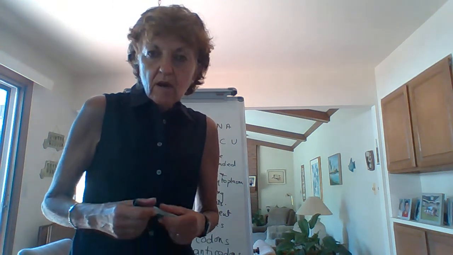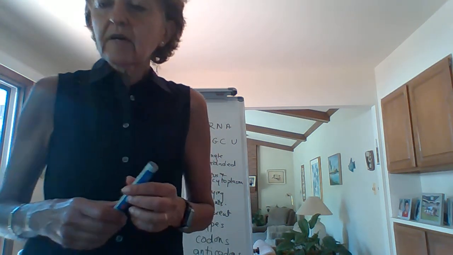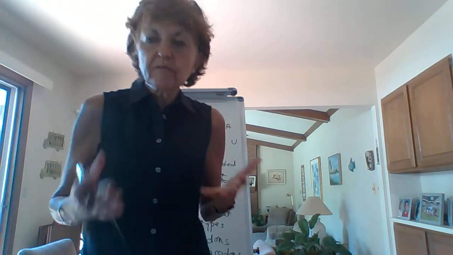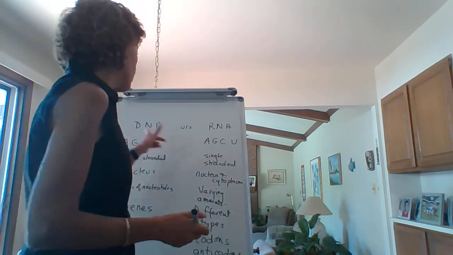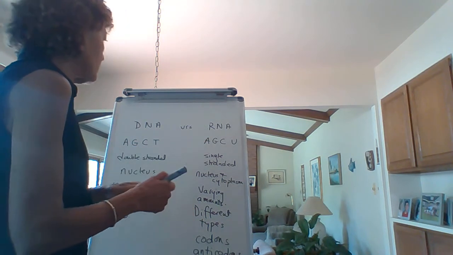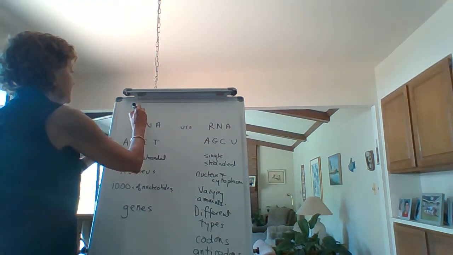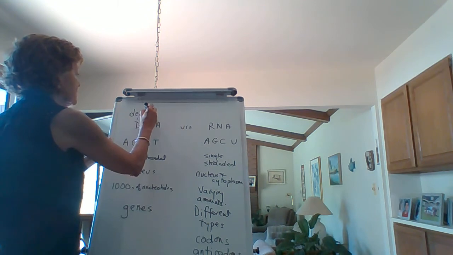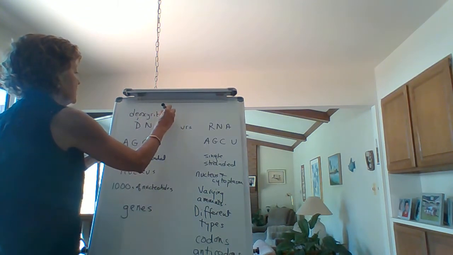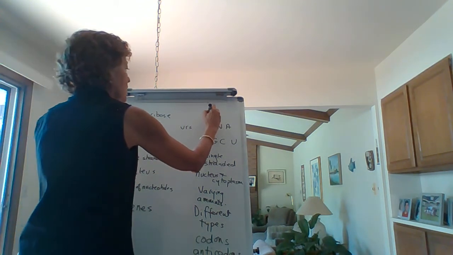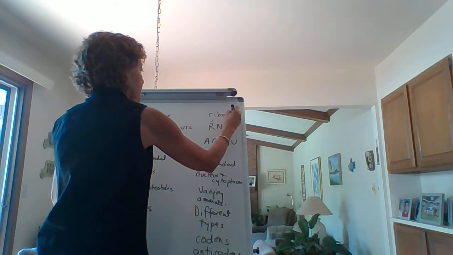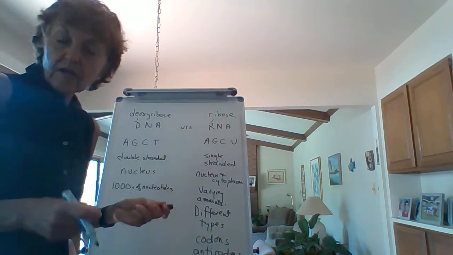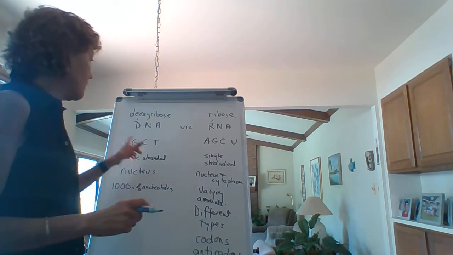So the next thing on our "what we need to know" list states that we have to know the difference between RNA and DNA. DNA versus RNA. Well, you already know that the D in DNA stands for deoxyribose. So DNA has deoxyribose, RNA has ribose. So they differ in their pentose sugar.